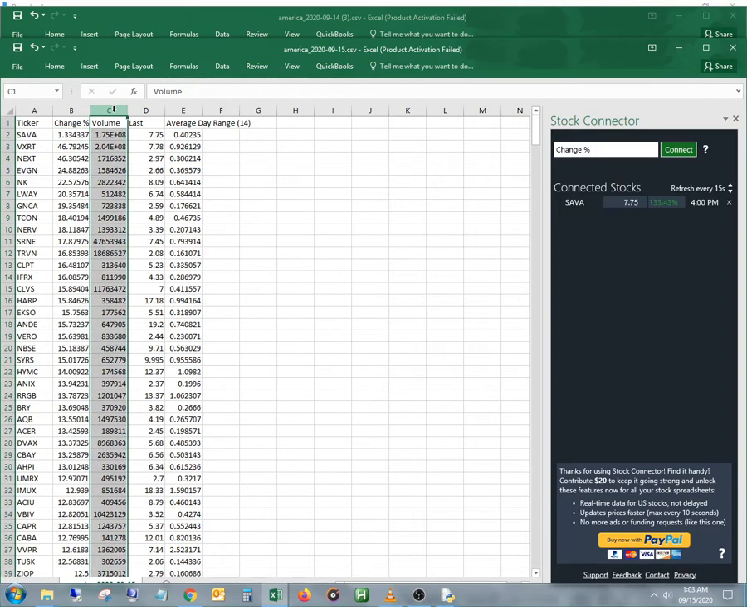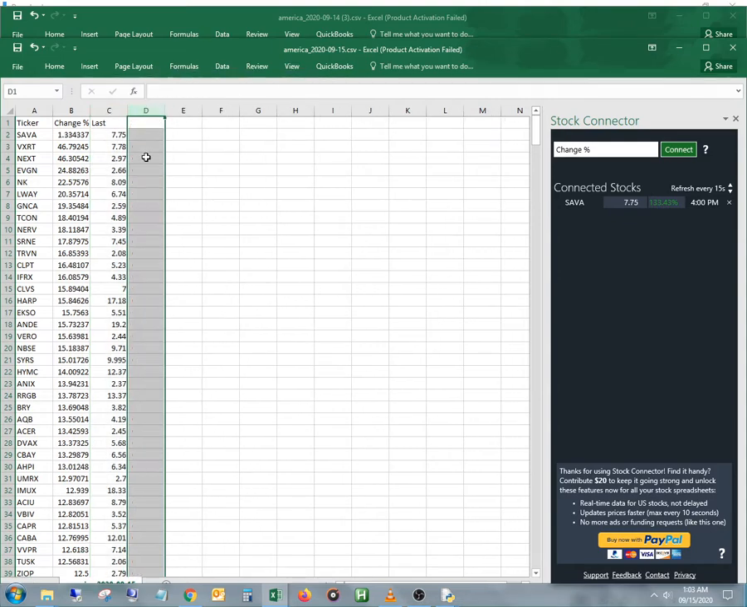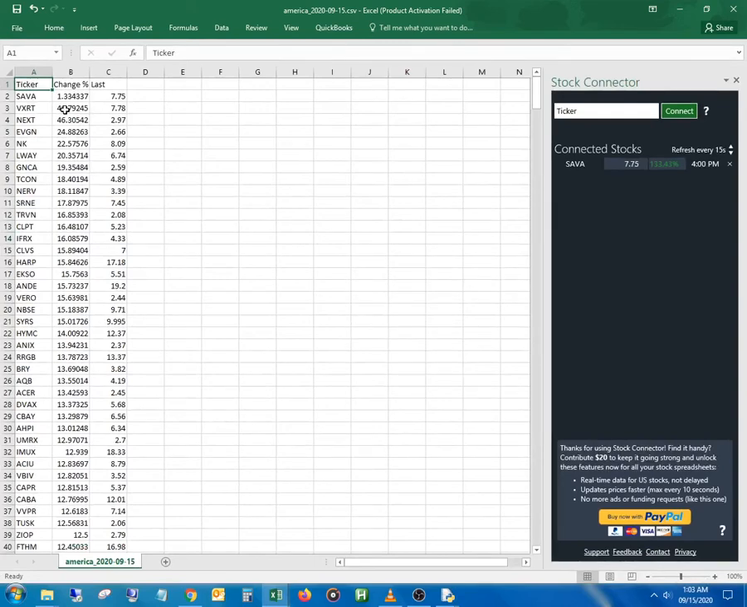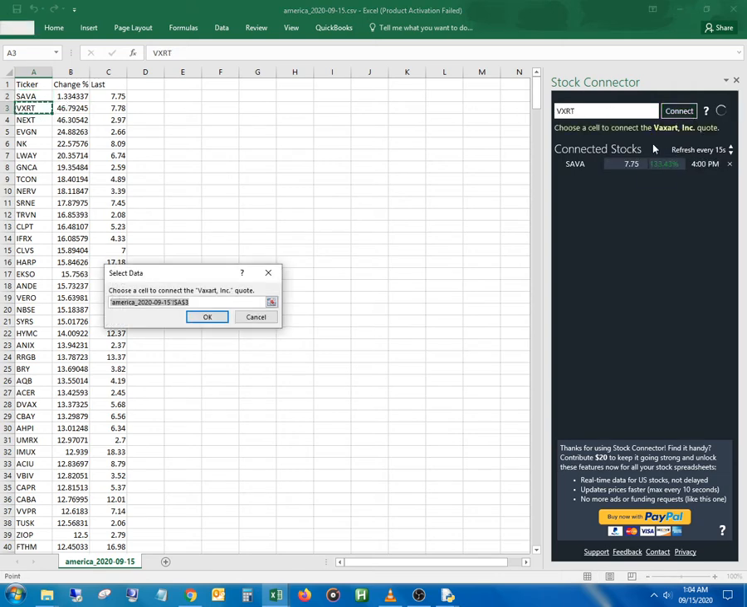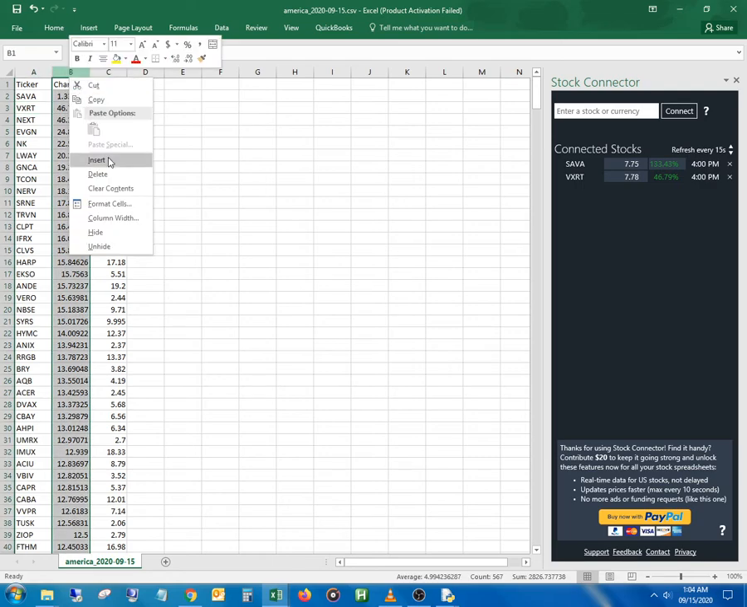So with this, you have your CSV file that has all your tickers from your screener, and you have the add-in called Stock Connector, and you can use it to connect all the tickers to their current price and their current percent change from yesterday's close. So you have two dynamic columns and one static column. Your static column is the ticker, and your dynamic columns are the price and the percent change.